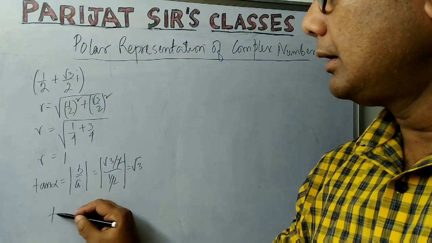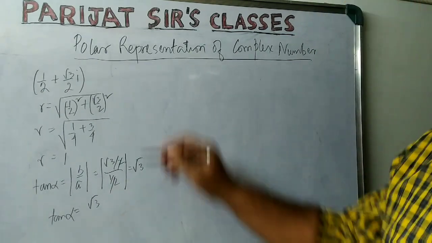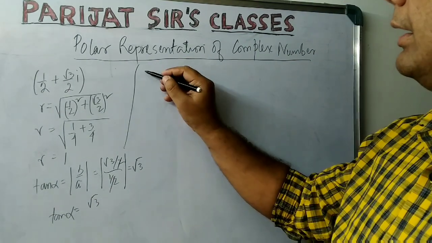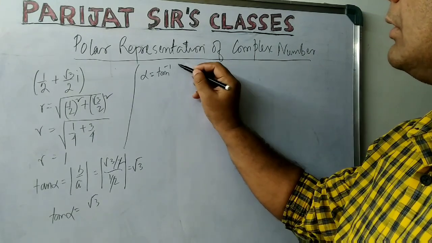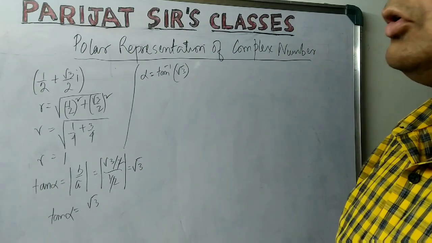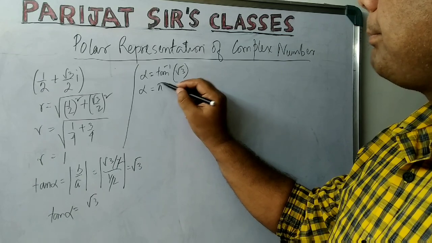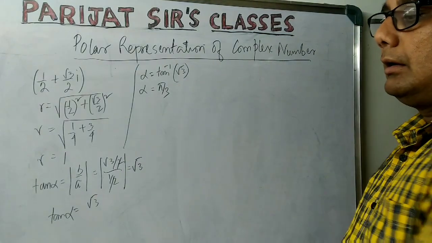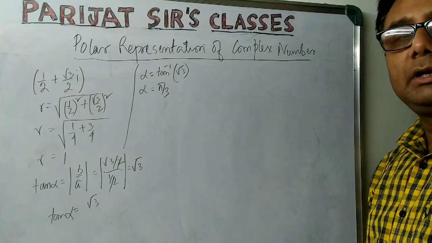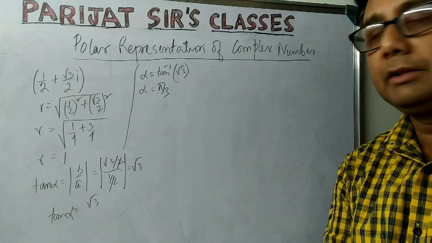So tan alpha is coming root 3, and here alpha will be tan inverse root 3. So in that case, alpha will be written as pi by 3. We all know that if tan alpha is root 3, the angle alpha will be pi by 3.